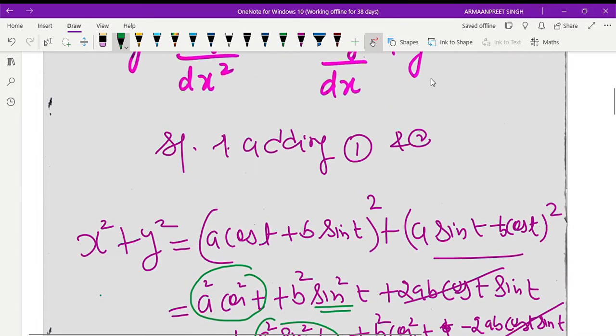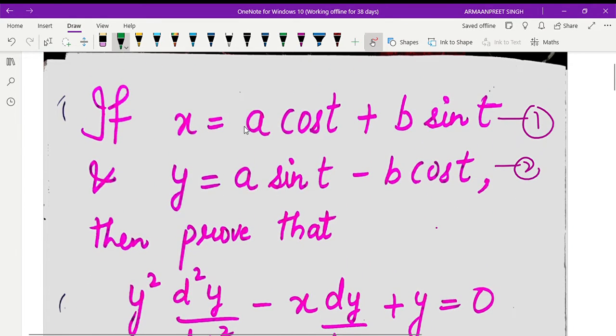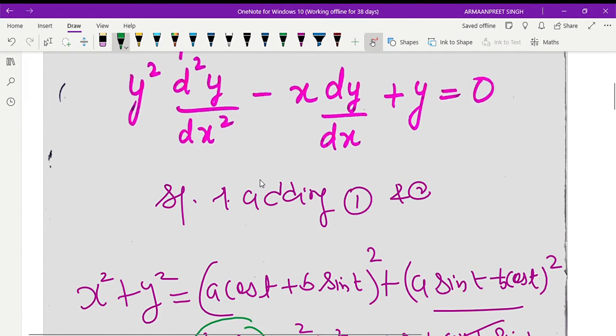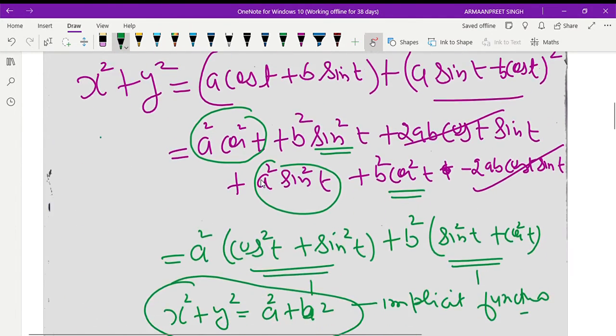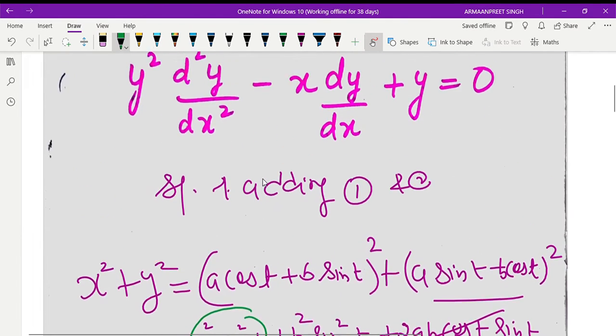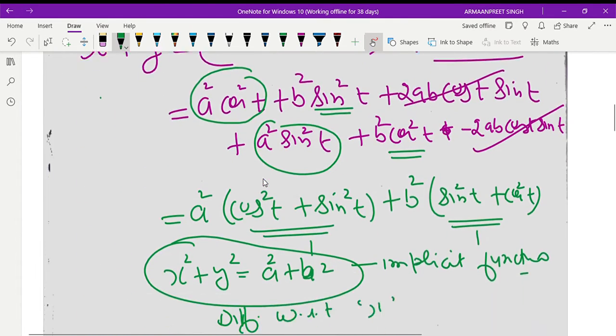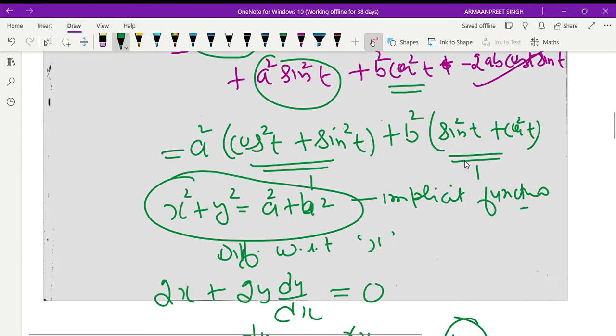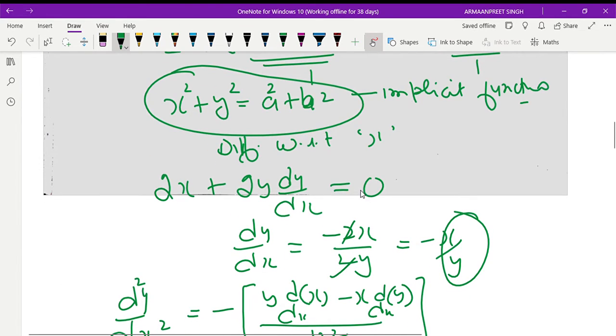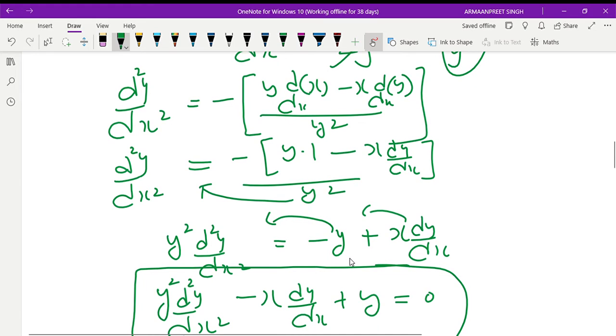So here is the question: x is equal to a cos t plus b sin t, y is equal to a sin t minus b cos t. If you consider it a parametric function and then differentiate it, it will be much longer. So this is the most elegant way for this type of questions. The elimination process is very easy. So do this elimination, and after elimination, first derivative, then second derivative, and then the required result.